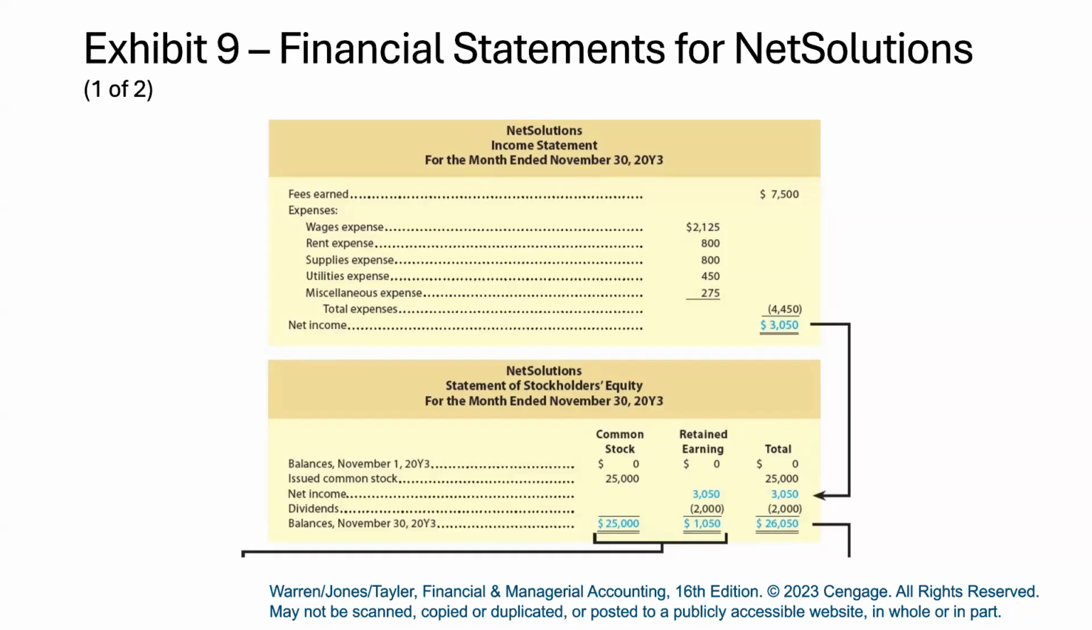Okay. So when you create these statements, you have to start with the income statement because it has a number, net income, that you're going to need to create your statement of retained earnings. And then the next one you'll make is the balance sheet. And you can't make it until you do the statement of stockholders' equity. And so you can't make the balance sheet till you know your total equity number.